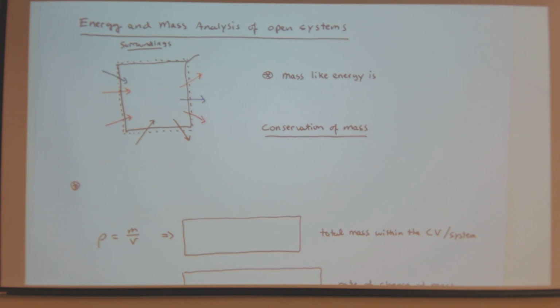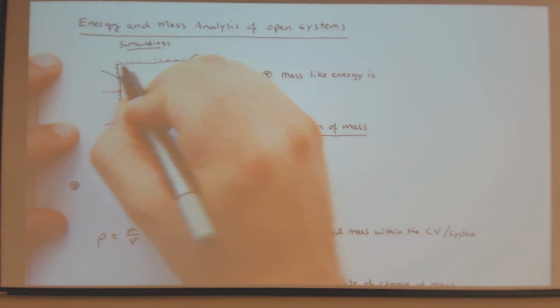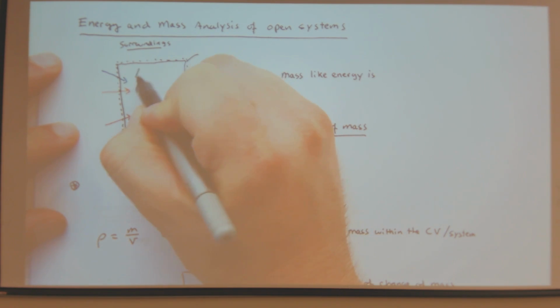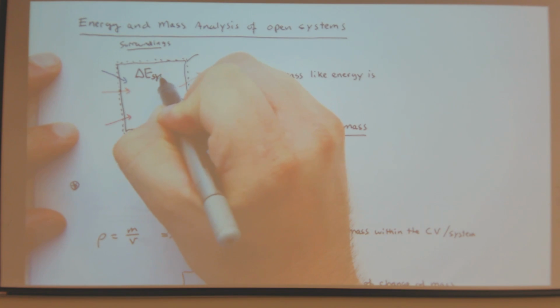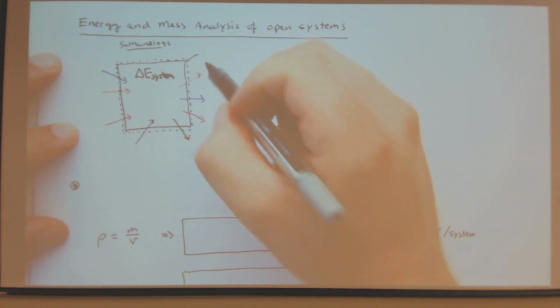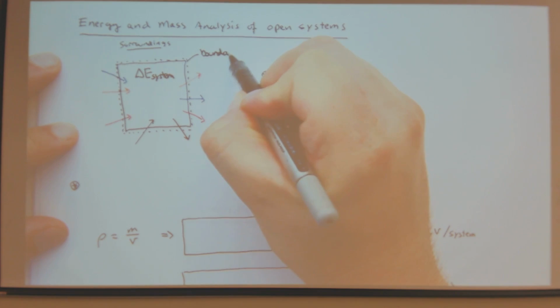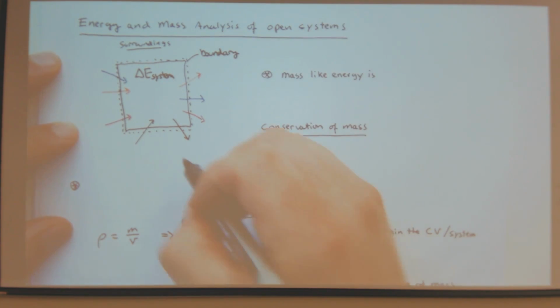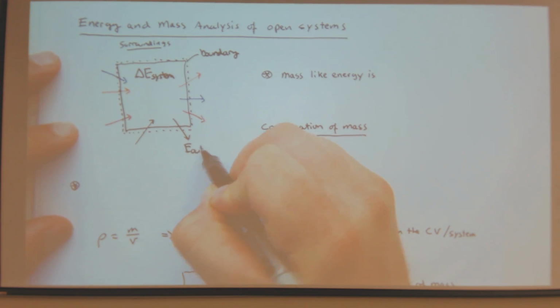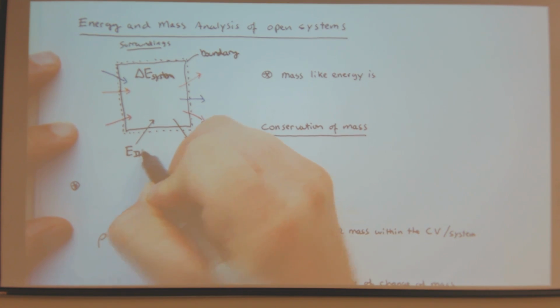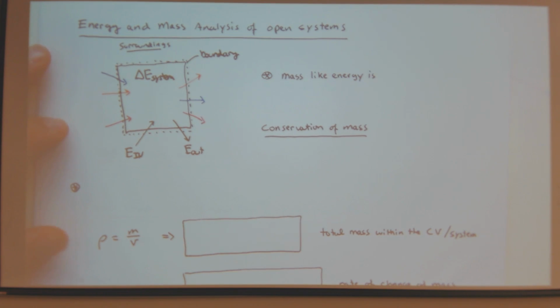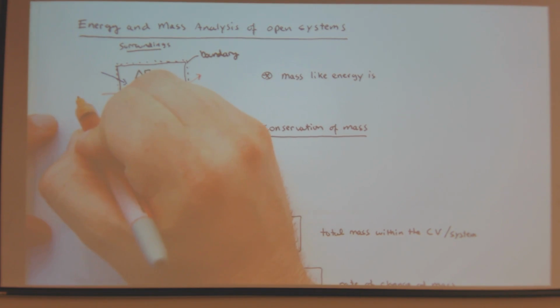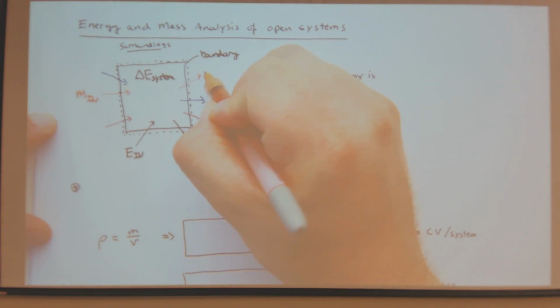So let's just draw some kind of cartoon of my system and surroundings. I drew a block, and then I have some delta E system, right? I have my boundary, and I can have in general energy out and energy in, and then I could break down that energy into different components, and here I could have some mass in and mass out.